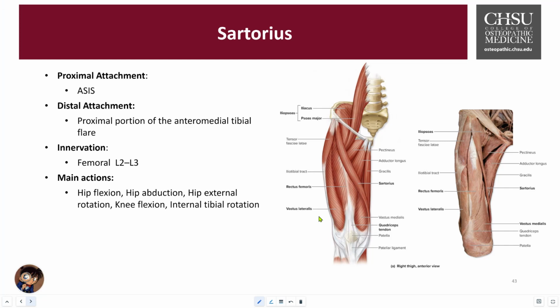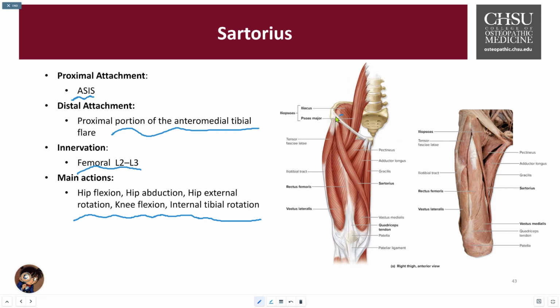The final muscle that we have here is the sartorius. This one is going to originate from the ASIS, anterior superior iliac spine. Distal attachment will be the proximal portion of the anterior medial tibial flare, and the femoral nerve is going to be from L2 to L3. Main functions are hip flexion, hip abduction, hip external rotation, knee flexion, and also slight internal tibial rotation.